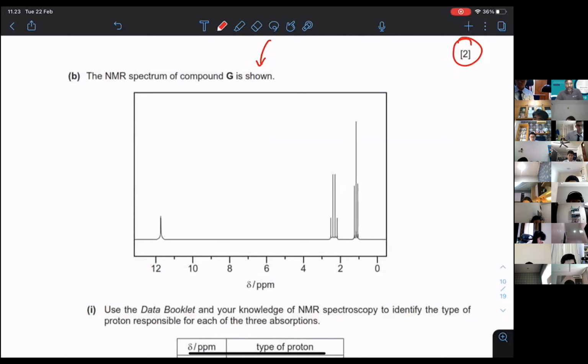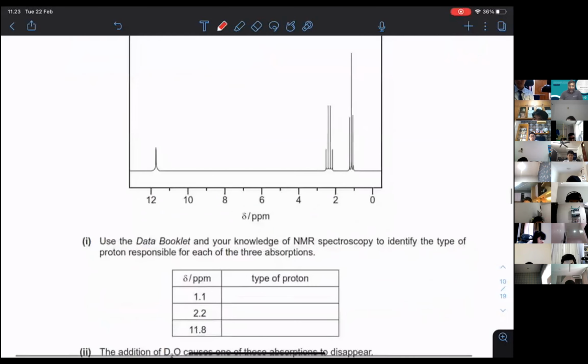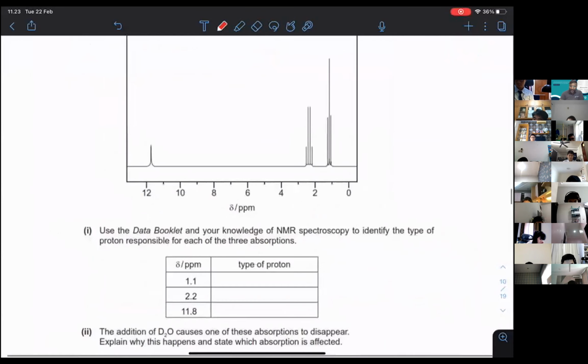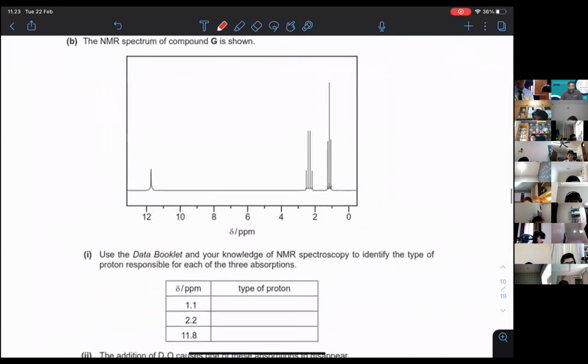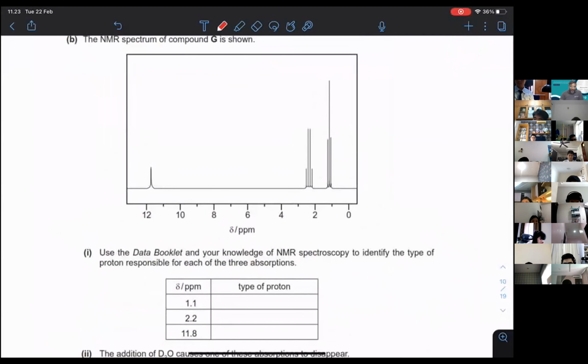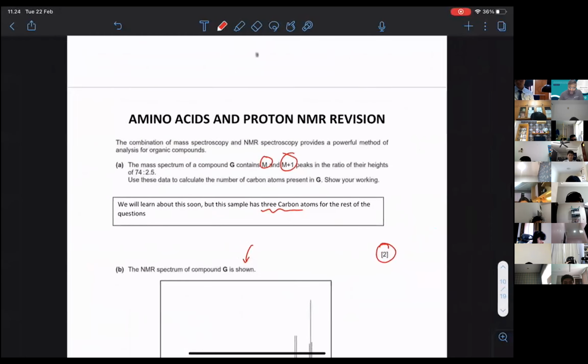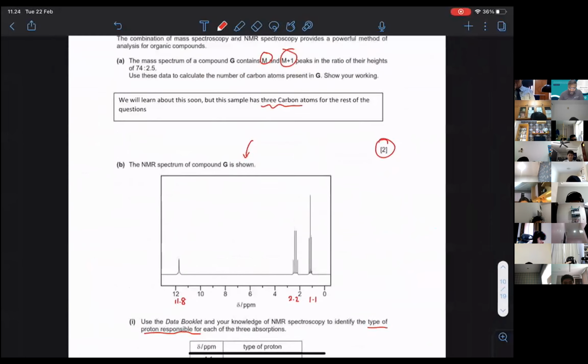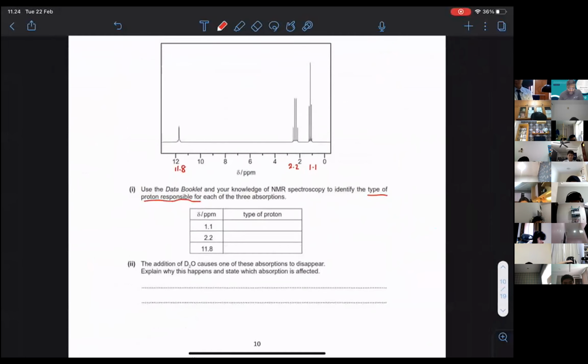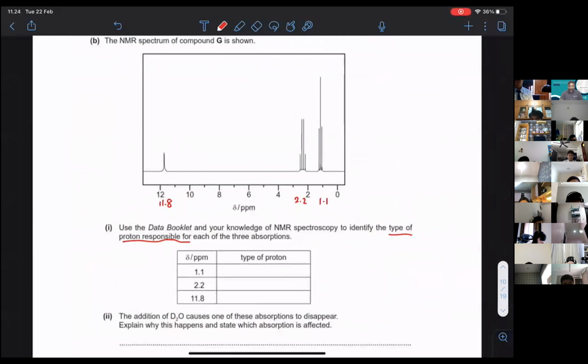So you see here, they say that, using the data booklet, which I have all in this worksheet, and your knowledge of NMR spectroscopy, identify the type of proton responsible for each of the 3 absorptions. So this is going to be 1.1, this is 2.2, and this is going to be 11.8. Let's see whether other information is given. I think only that. So they are asking for the type of proton.